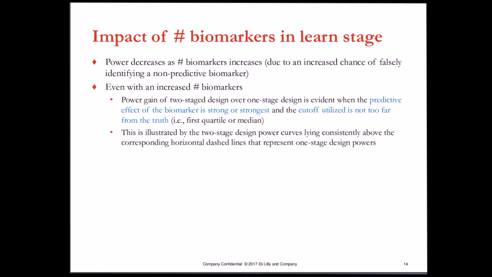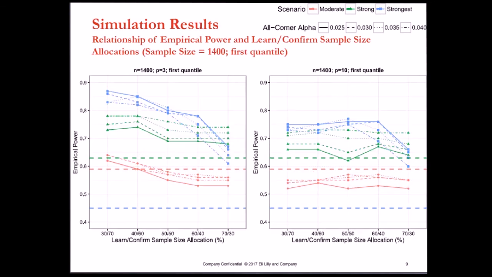As we compare the left panel with the right panel, where the number of biomarkers increased from 3 to 10, as we see here on page 9, the power decreases, potentially due to the increased chance of falsely identifying a non-predictive marker.